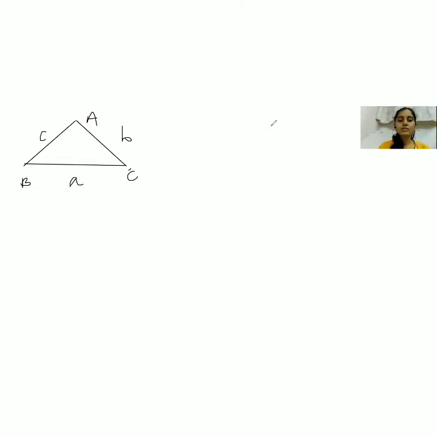Now, amongst these, if any three elements are known, then the other three elements of the triangle can be found out. But the necessary condition here is that any one side also has to be known. That means two angles and one side, two sides and one angle, or all three sides. Then we can find the other elements of the triangle.